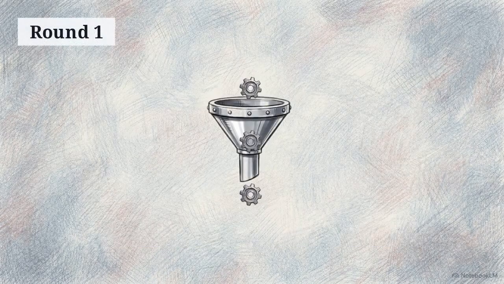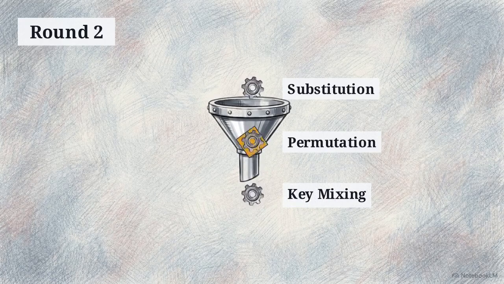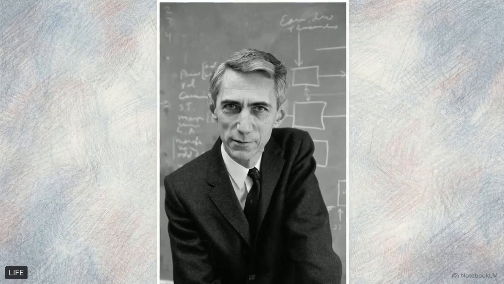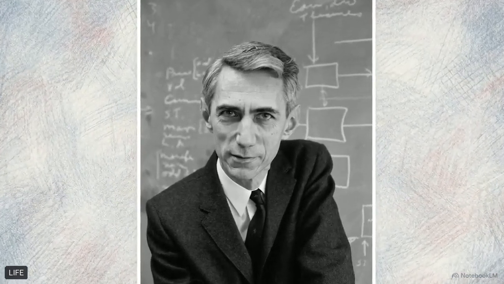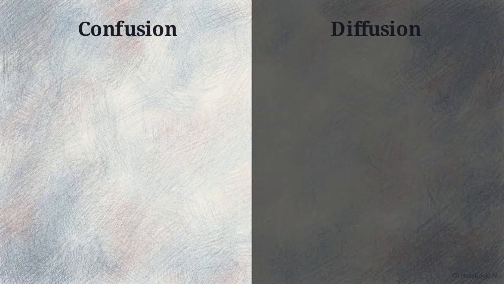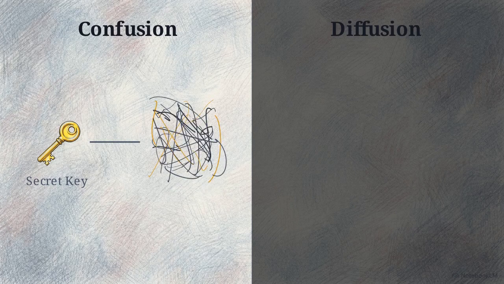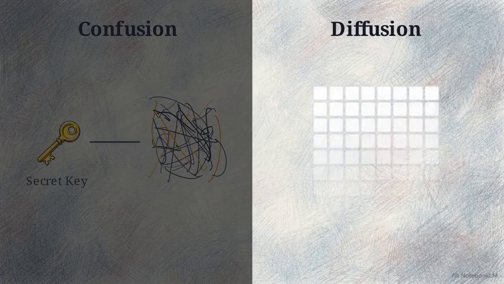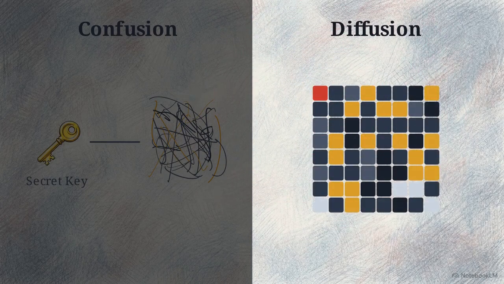To process these blocks, modern ciphers run data through multiple rounds involving substitution, permutation, and key mixing. The foundational rules for these structural operations were defined by Claude Shannon. He established two critical principles: confusion and diffusion. Confusion hides the mathematical relationship between the key and the ciphertext. Diffusion ensures that changing a single bit of plaintext spreads its influence widely across the resulting ciphertext.